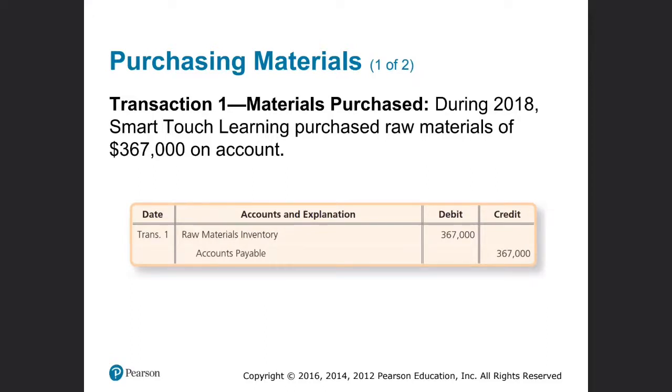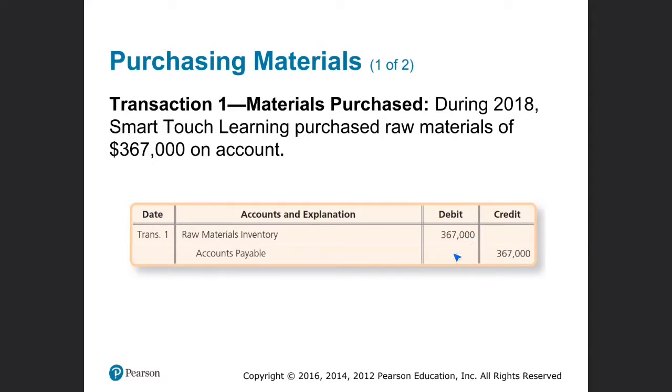So to record that in a journal entry, we're going to show here we've got our transaction. This is transaction 1. And we're going to debit our raw materials inventory account. The debit account is always listed first. The credited account is listed second. And if you remember, you're also going to give it a little indentation to differentiate between your debits and your credits.